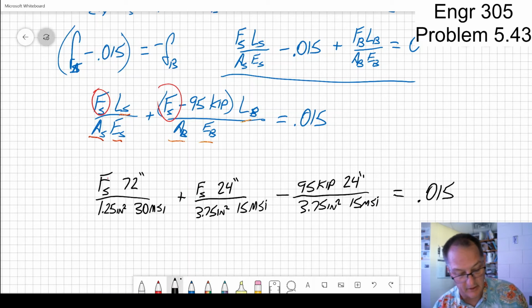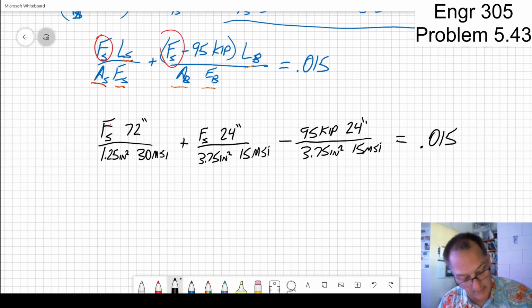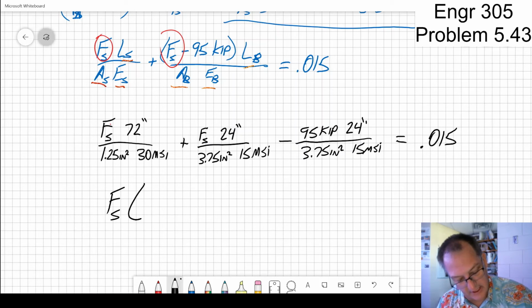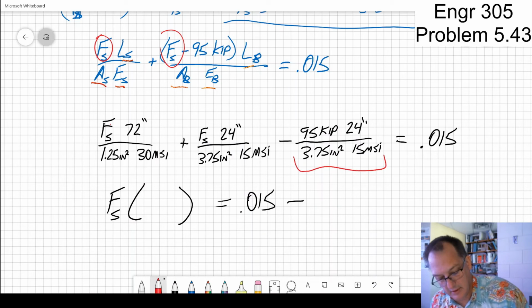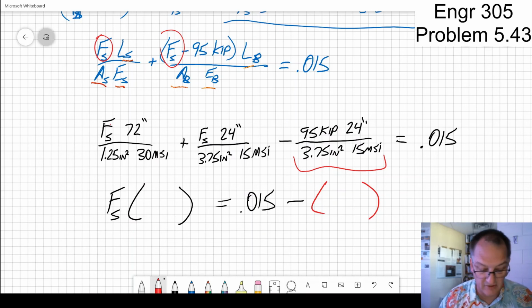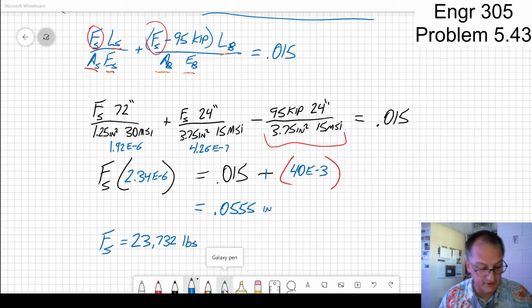I separated force of the steel from the 95, distributed that. Now I'm going to punch in numbers, and what I'm going to get is force of the steel times a coefficient is equal to 0.015 minus that constant, and then I can solve it.